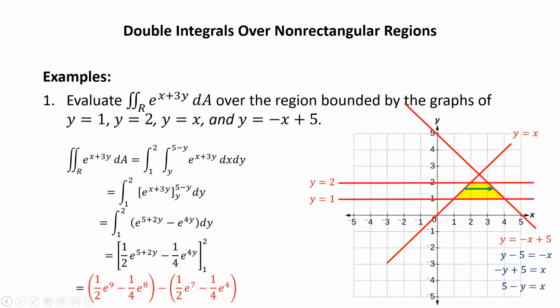So when we plug in the upper limit 2, we get 1/2 e to the 5 plus 4, or e to the 9th, minus 1/4 e to the 4 times 2, which is e to the 8th. And then when we plug in the 1, we get 1/2 e to the 5 plus 2, or e to the 7th, and 1/4 e to the 4 times 1, or 1/4 e to the 4th. So the final answer is 1/2 e to the 9th minus 1/4 e to the 8th, all of that minus 1/2 e to the 7th minus 1/4 e to the 4th.